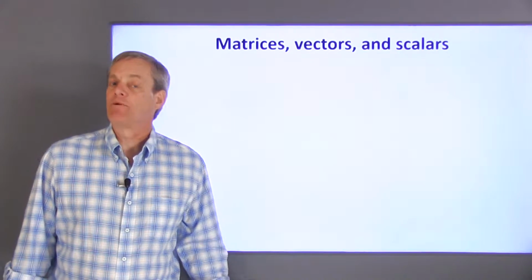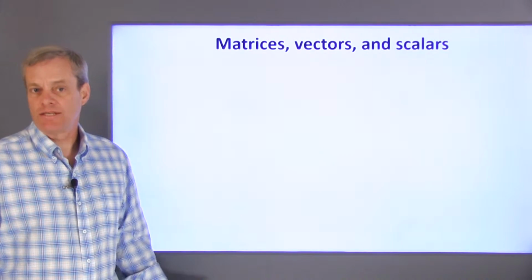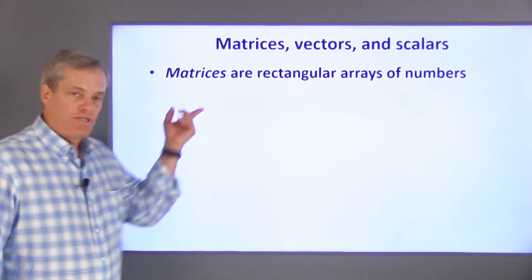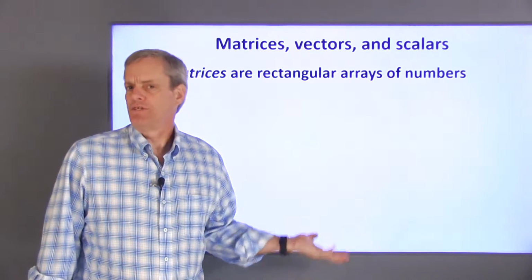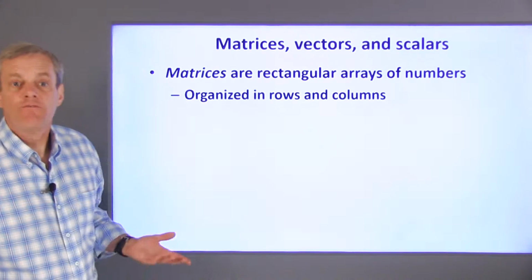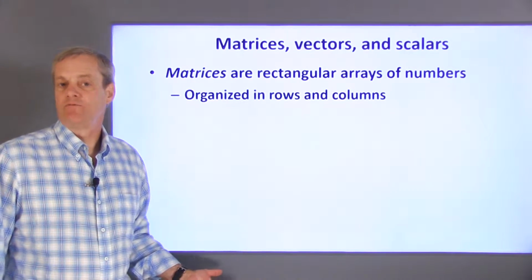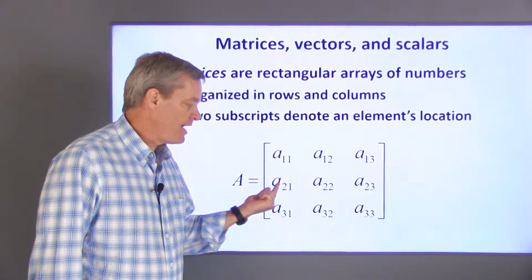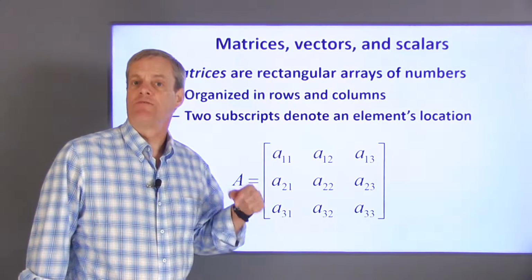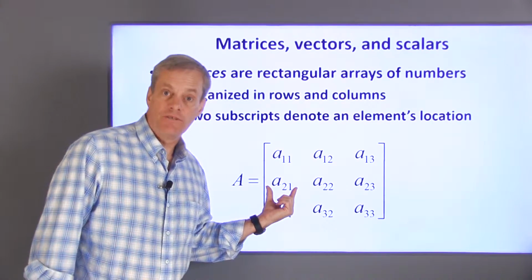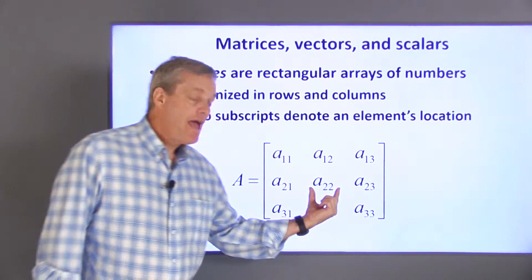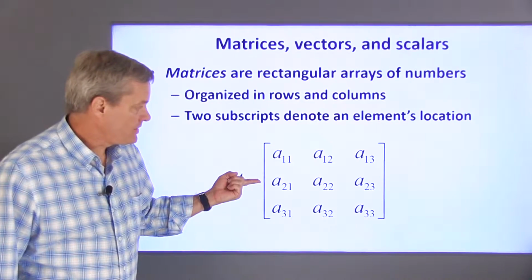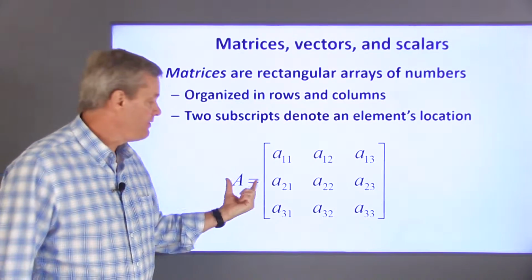Linear algebra operates on matrices, vectors, and scalars. Matrices are two-dimensional arrays, which are just tables of numbers. The values in a matrix are organized in rows and columns. Elements in an array are specified by two subscripts, which give the row and the column location of the element. For example, A22 is the element in the second row and the second column of the matrix A.